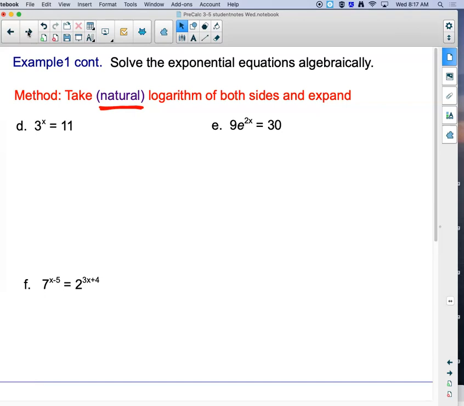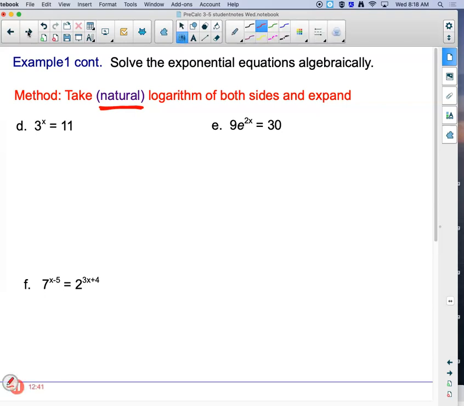So the method that we're going to use is taking the natural logarithm of both sides and expanding. Now, we can only do that when the base is exposed. What I mean by that is, in this first problem, you can see the base of 3, it's right there. There's nothing in front of it. There's nothing on that side that we have to get rid of. So it's already isolated and exposed. But with E, we're going to have to do some manipulation first, some algebra to get that out of there.